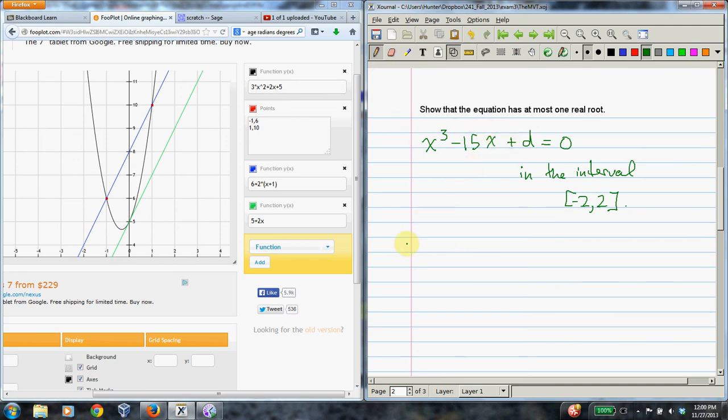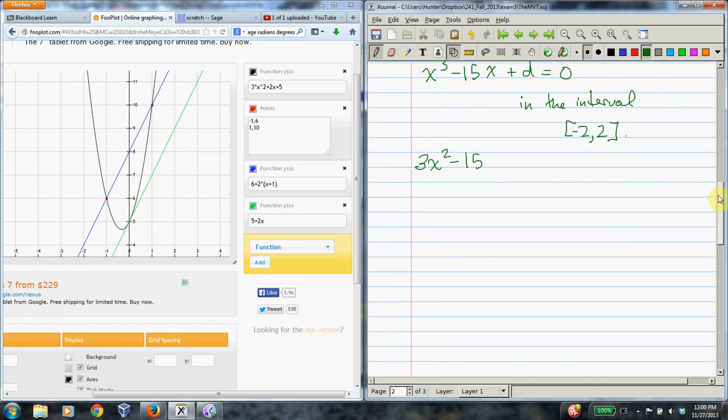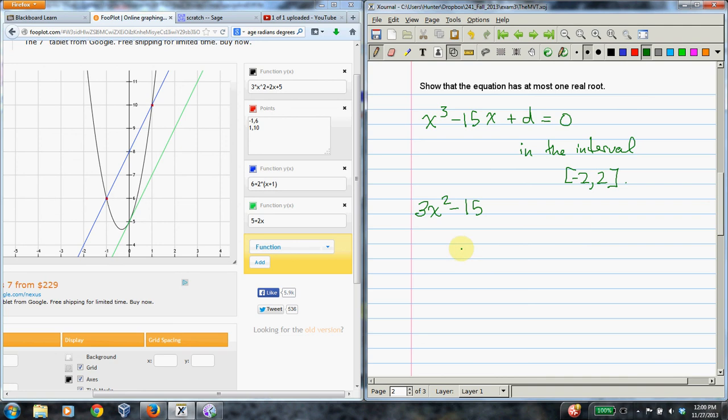If we take the derivative of the function, it's going to be 3x squared minus 15. And so if this function did have 2 roots, then what would it look like? If it had 2 roots, let's say it had a root here, and a root here. It's one of these cubic functions, so it's going to probably look like this. There are several things that are possible. So it could go like that.